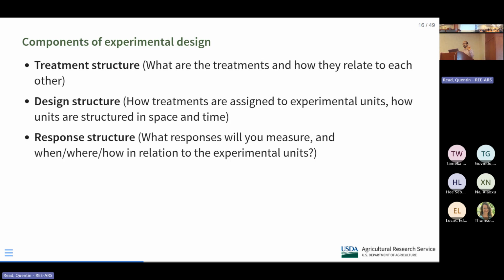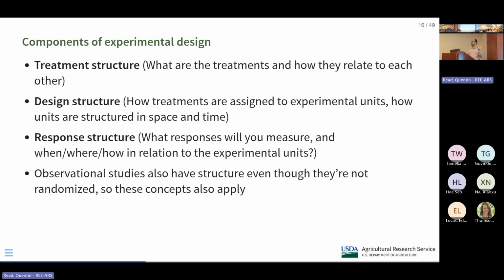That would be like if you have a mouse and you measure some response on it every day for 10 days, then you have repeated measures in time, even though that one mouse is just one experimental unit. Or like the single cell thing, you could have many measurements, many cells from the same mouse. That's all part of the response structure.